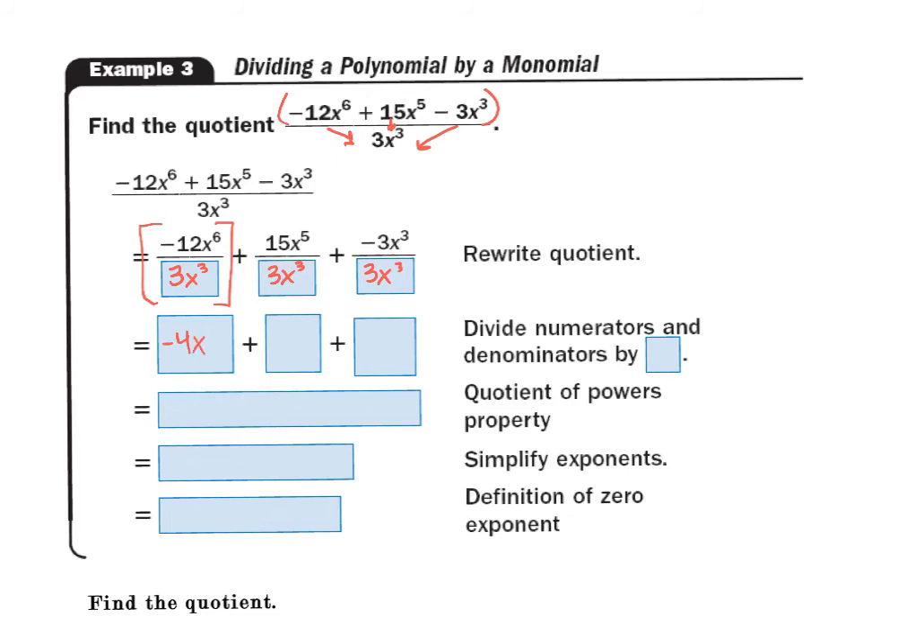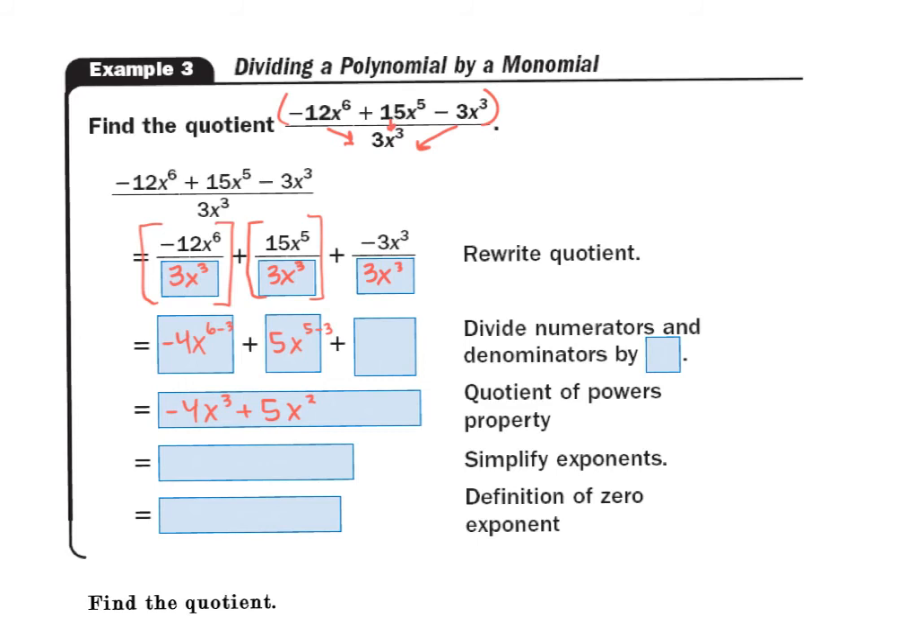And then I would have x to the 6 minus 3 because I subtract the exponents, and so this would be negative 4x to the third power. Then moving on to the next term. Again, x is still the base, so I can divide the coefficients, which is 15 divided by 3, that's 5, and then I have x to the 5 minus 3, so this would be the term 5x squared.